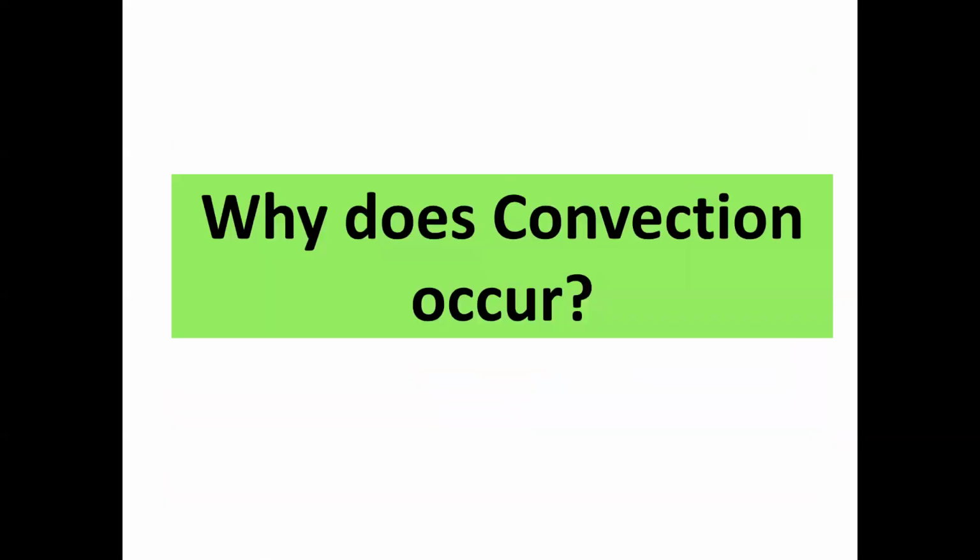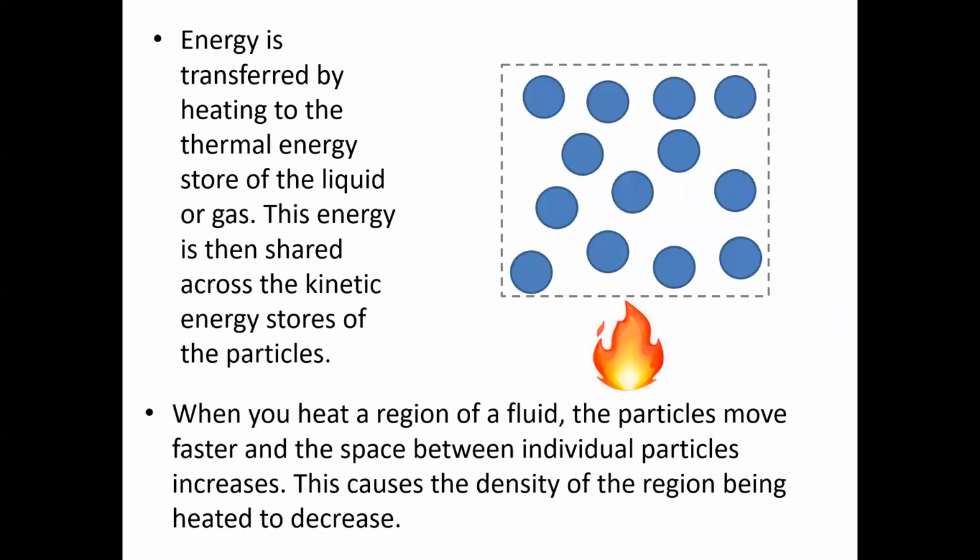So why does convection occur? Well, energy is transferred by heating to the thermal energy store of the liquid or gas. Then this energy is shared across the kinetic energy stores of the particles. So when you heat a region of a fluid, the particles will move faster and the space between the particles will increase. This causes the density of this region being heated to decrease.